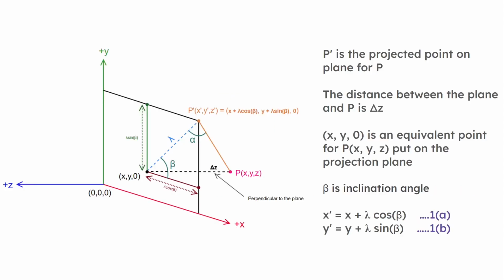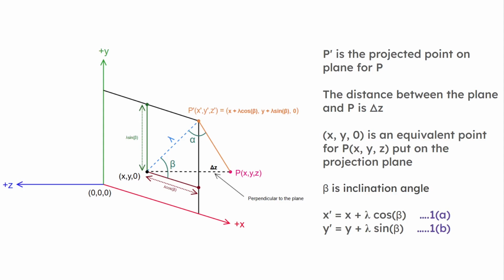To derive, let's analyze this diagram. Here the projection plane is basically the XY plane. Only a portion is shown here, not the full thing. It means the plane goes through the origin, and every point that is on the plane will share the same Z value. The origin's Z value is 0. So all points on this plane will have their Z value be 0.